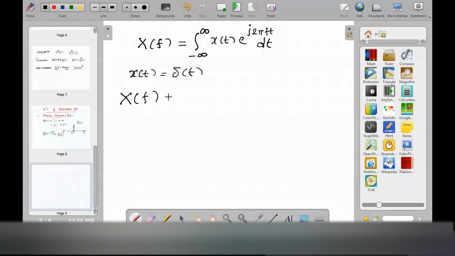So it will become x of f equals the integration from minus infinity to plus infinity. Instead of x of t, I'll write delta of t into e to the power of, sorry, it is minus j, yes, minus j 2 pi f t with respect to t. Do you have any doubt in this? I am calculating the Fourier transform of delta of t.